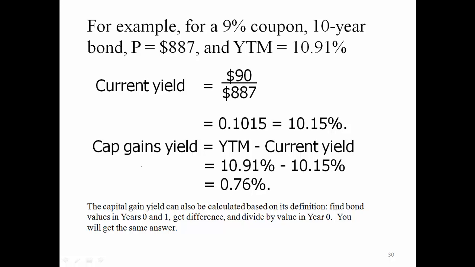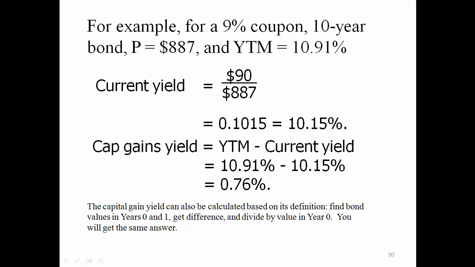Then we can see the capital gain yield is the difference between the yield to maturity and the current yield, so that is 0.76%. That gives you the idea that the bond price is expected to rise a little bit, not much, but 0.76% over the next year.